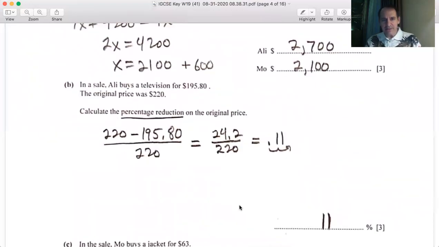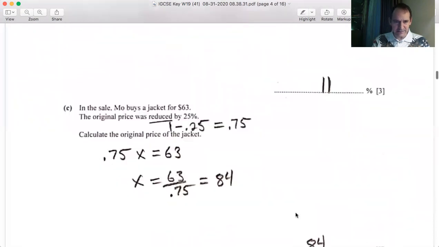In a sale, Ali buys a television for $195.80. The original price was $220. Calculate the percentage reduction on the original price. So the original minus the sale price, over, because it's a percentage, over the original. So the original minus the 195.80, that's the reduction. And then the percentage means divide by the original, and you get 24.2 over 220, which reduces to 0.11. As a percent, that is 11%.